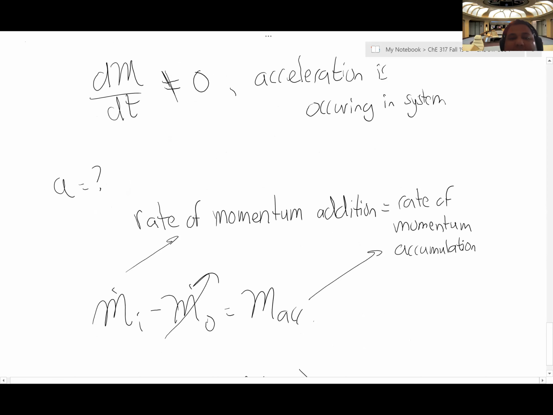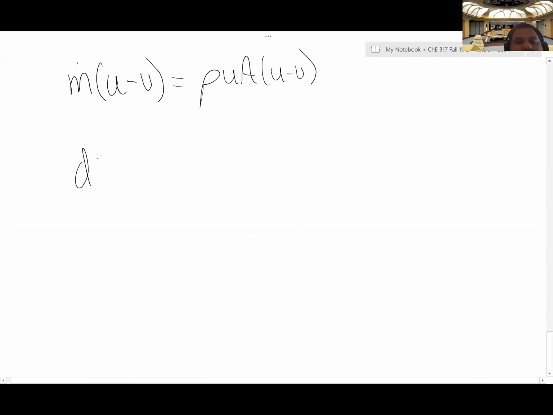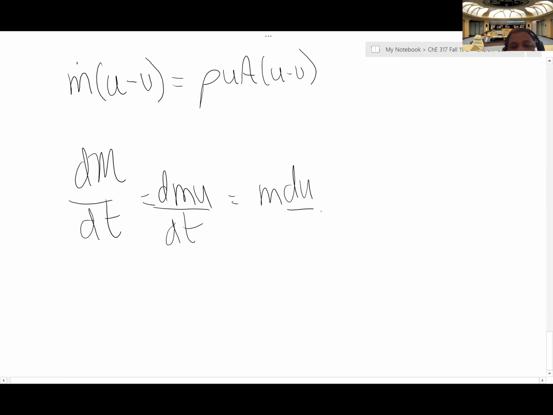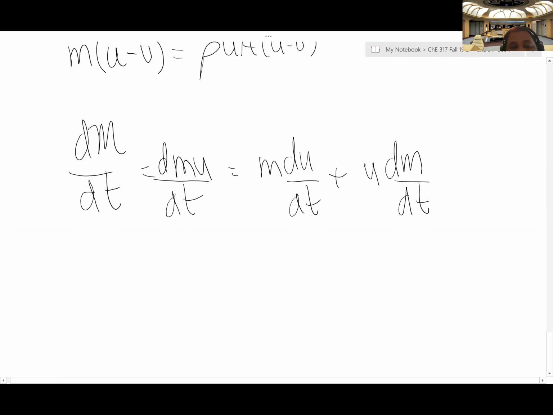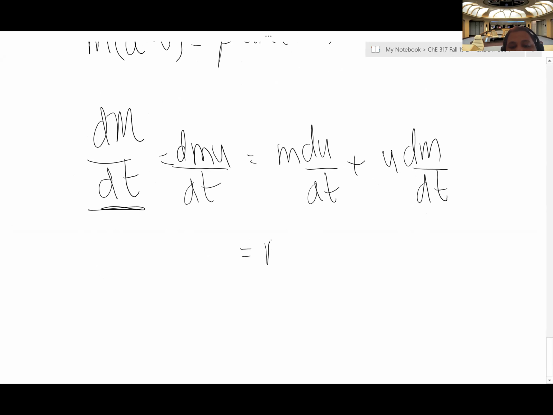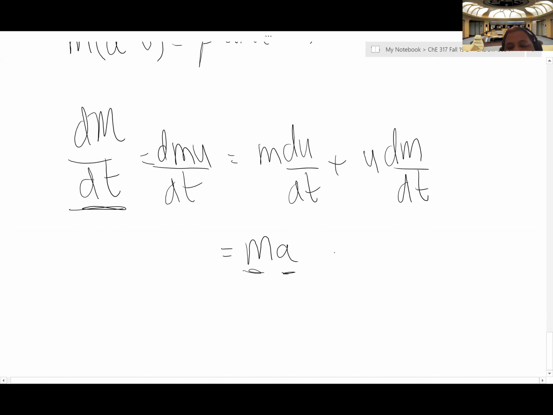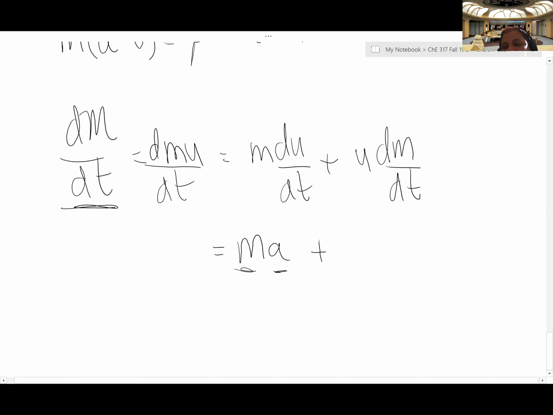Now, the rate of momentum accumulation, dm/dt. We already said dm/dt was equal to m times u, d/dt, which I can write as m du/dt plus u dm/dt. For all intents and purposes, this dm/dt is going to be my accumulation term. So I have m times a, which is the mass of the trolley times acceleration, which is what we're looking for, plus u times the change in mass with respect to time.